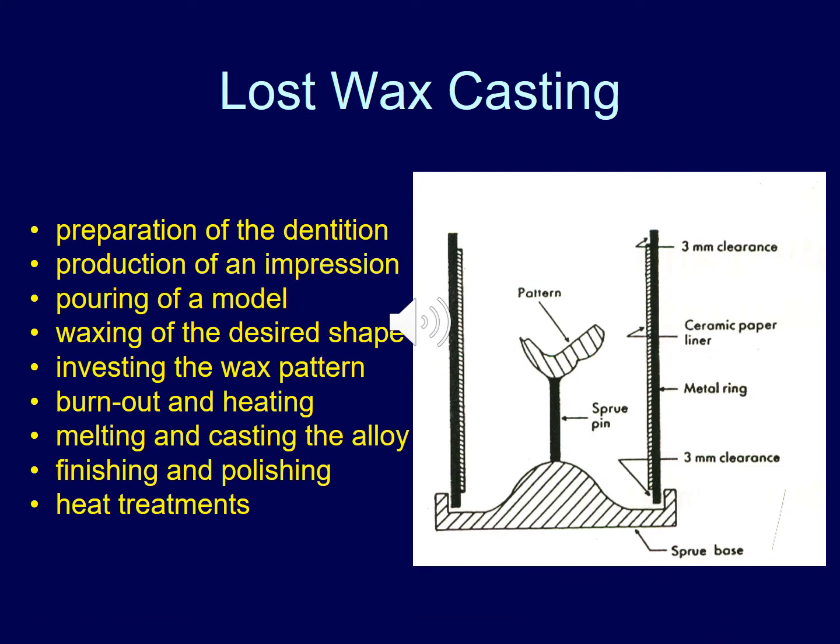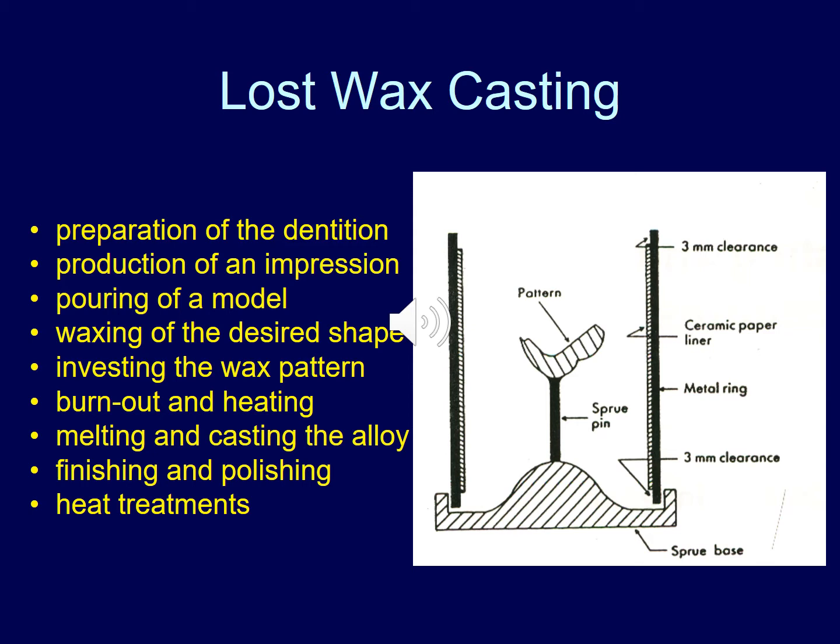A wax model is produced of the desired shape, and this model is invested in a material resistant to high temperatures. The wax is then removed by melting and burning, leaving behind the cavity of the desired shape. This can now be filled with molten metal, so that the metal assumes the shape of the original wax carving.